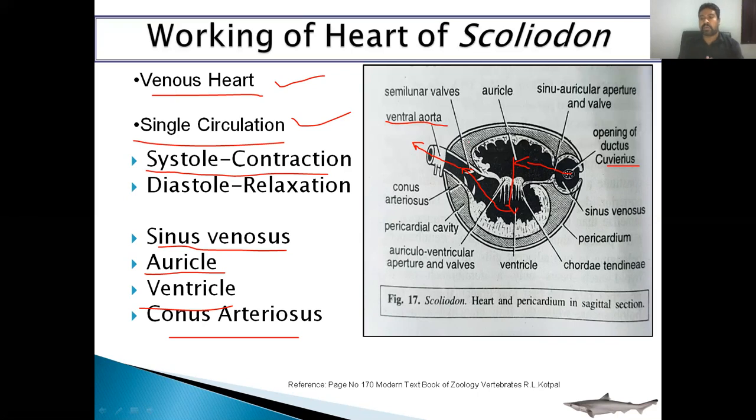So if we discuss the working of the heart, what is actually going on is the rhythmic contraction and relaxation of the chambers of the heart. Rhythmically means sequentially, and the backflow of blood is prevented by the help of the valves. So the blood comes to the sinus venosus, and the sinus venosus contracts first. That is called systole. Relaxation is called diastole. So the contraction of the sinus venosus, then the contraction of the auricle, then the contraction of the ventricle, and then the contraction of the conus arteriosus. So this is the sequence of the flow of the blood.